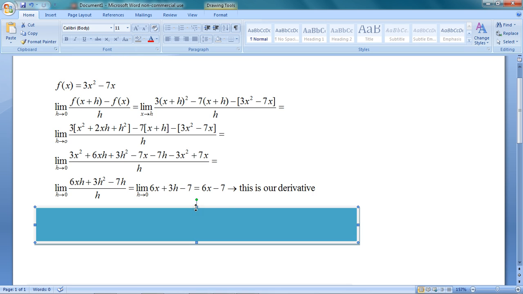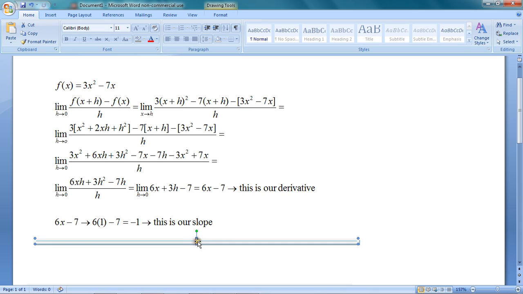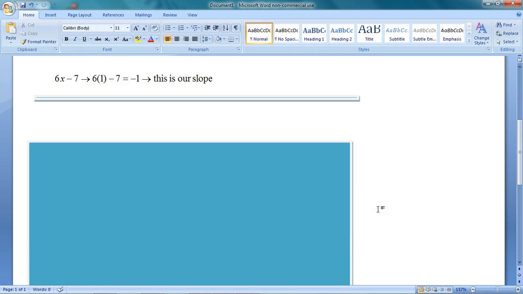Now what we're going to use the derivative for is to calculate slope. So I'm going to remember I'm using the point 1, negative 4. So when I substitute 1 into my derivative, I get a slope of negative 1. So that's fine. I have a slope for my tangent line, and I have a point. Now I actually have to go through the process of finding the equation.